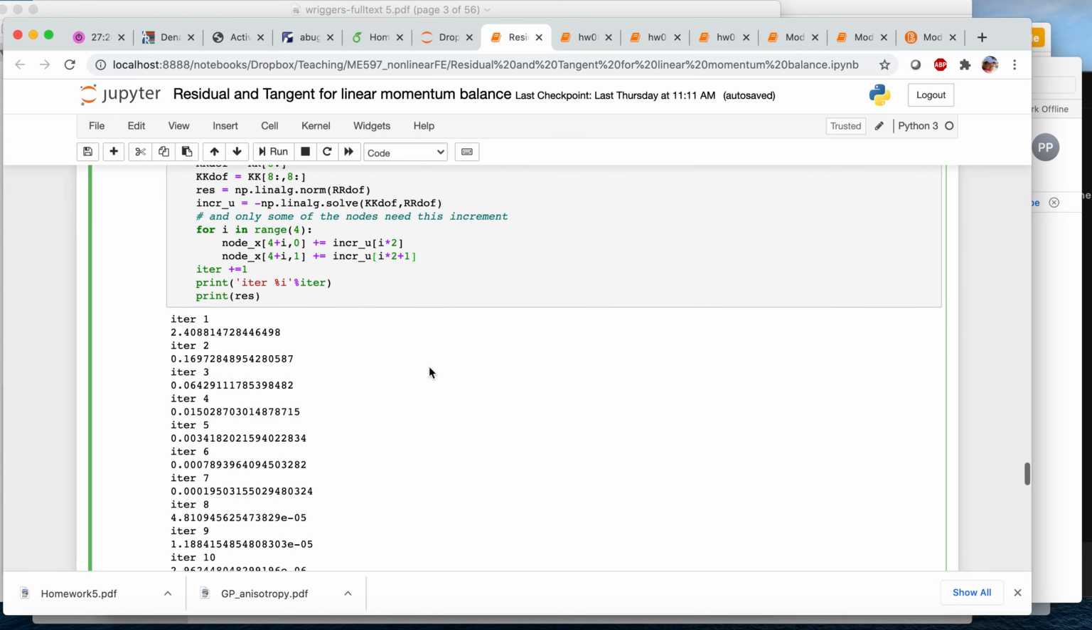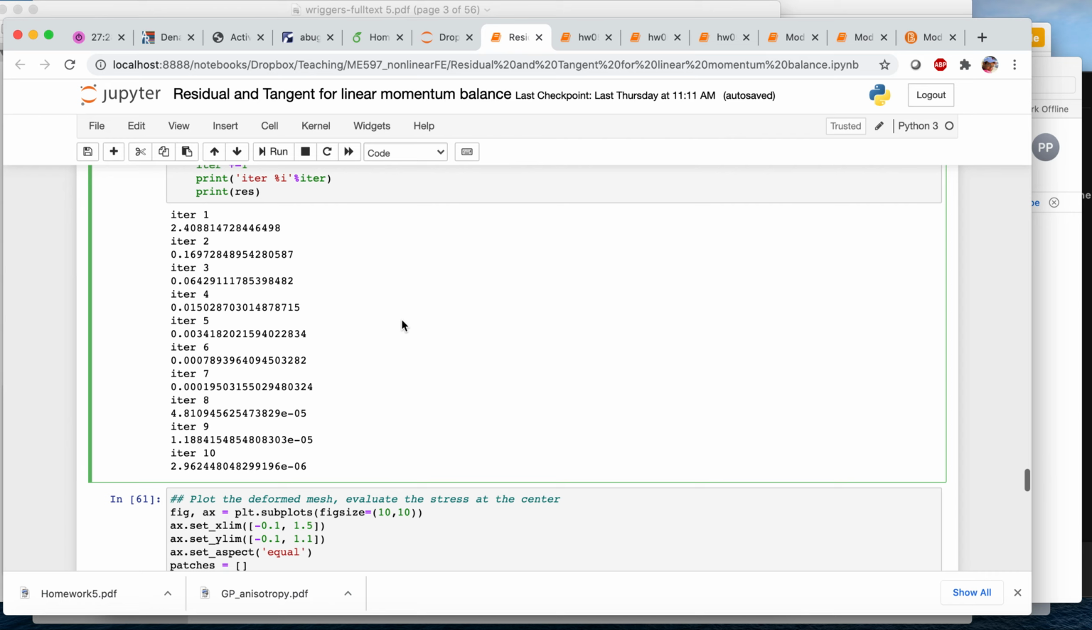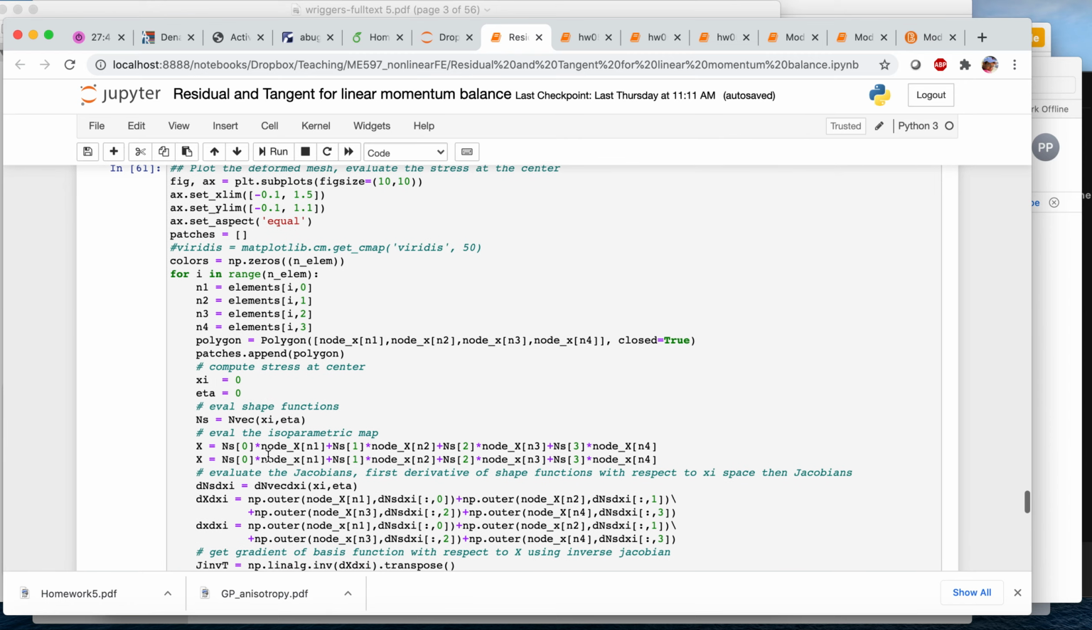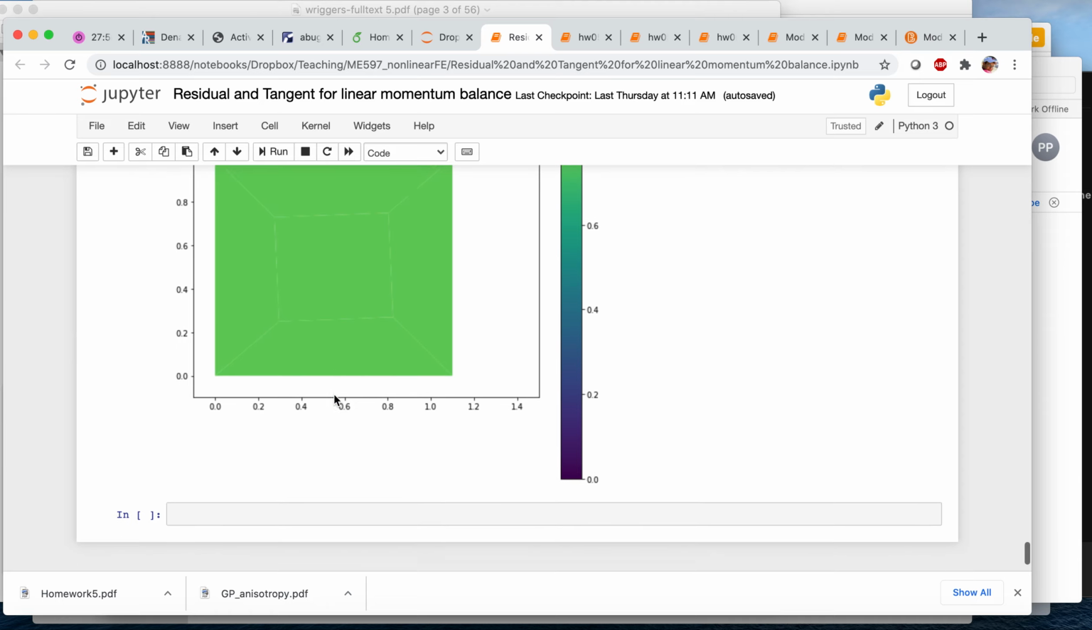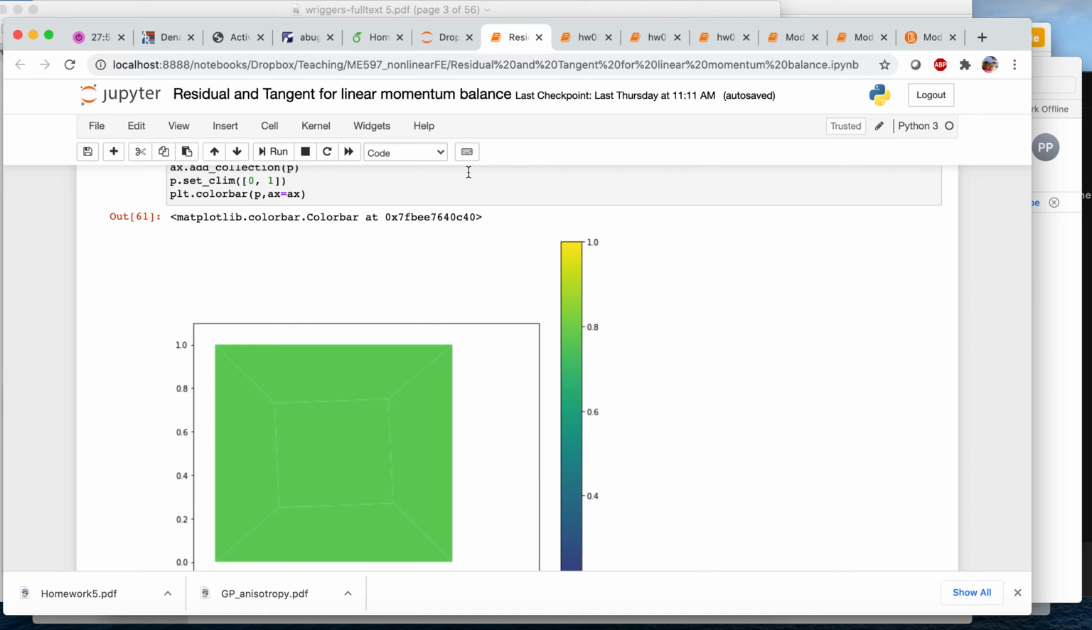And that's it. So if you run the code, you will see the convergence. So, not exactly quadratic, but almost quadratic. And so, after 10 iterations, it should be smaller than our tolerance, which was 10 to the minus 5. And then if you plot it, you will see that basically you get a uniform stress and the inner nodes have moved to the center. So that's it. That is the solution.